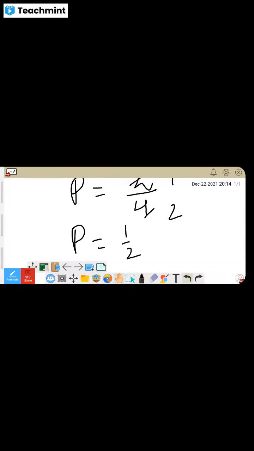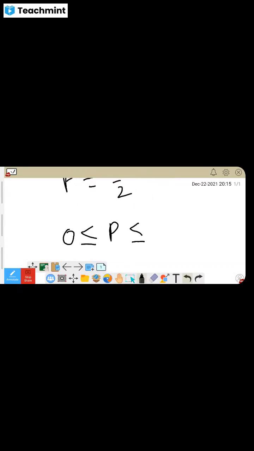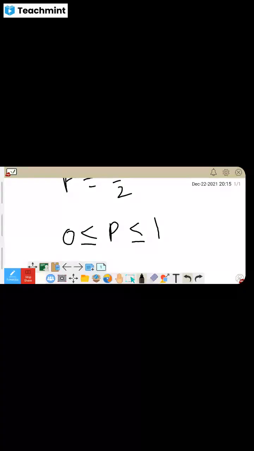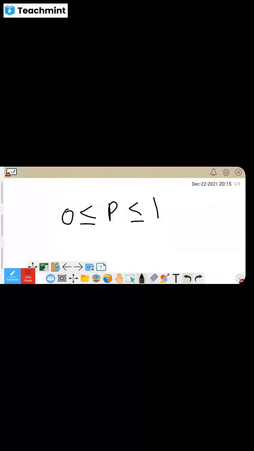And the value of probability of any event always lies between 0 and 1. It cannot be less than 0 or greater than 1. Probability of any event lies between 0 and 1. Okay.